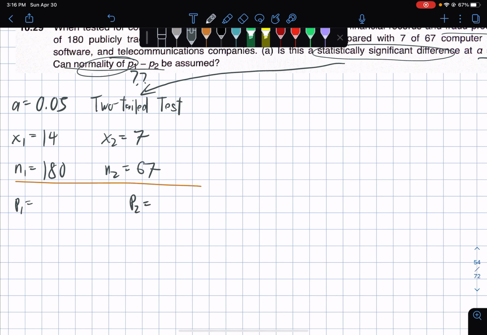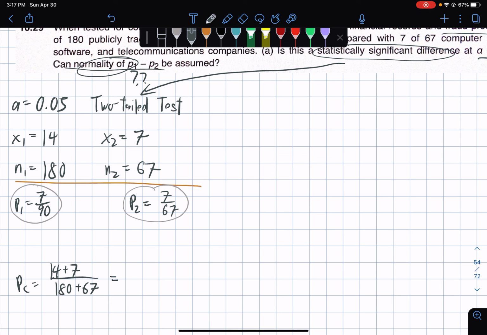So P1, P2, and then PC. P1 is X1 over N1. That is 14 over 180. In other words, 7 over 90. For P2, it's 7 over 67. For PC, that is 14 plus 7 over 180 plus 67. So that's going to be 21 over 247.